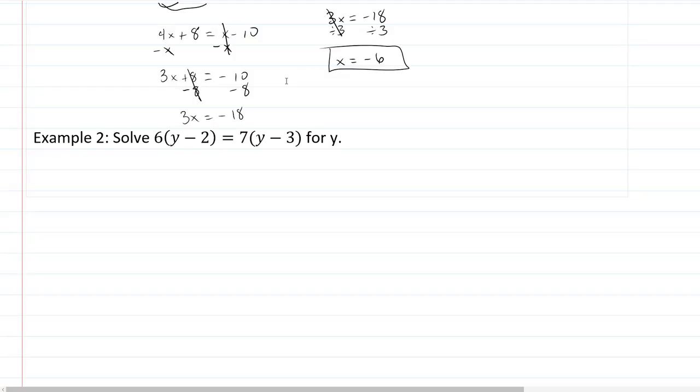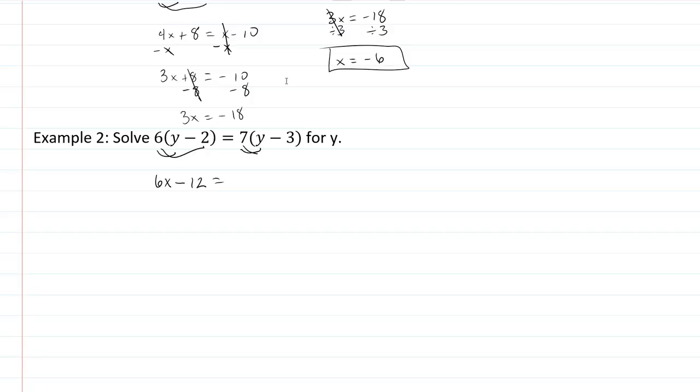Let's go through another example using the distributive property twice. So solve 6 times (y minus 2) equals 7 times (y minus 3) for y. So we're going to distribute this left-hand side. So this becomes 6y minus 6 times 2 is 12 equals, we're going to use the distributive property on this side. 7 times y is 7y. 7 times negative 3 is negative 21. Oh, I'm sorry, I wrote x instead of y.